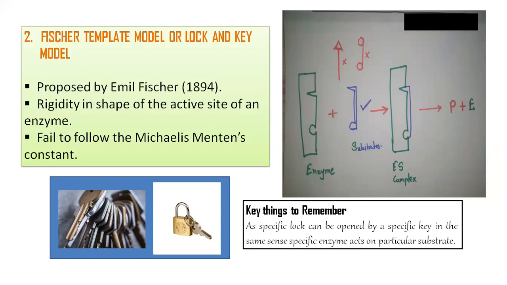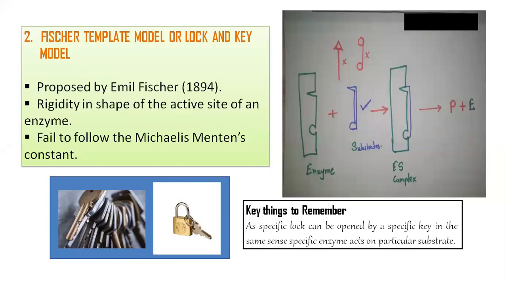For that purpose, we have to concentrate on the diagram present on the right side. Here we are observing the green colored structure, that is of the enzyme, and in front of that enzyme there are three structures. Among those, two are represented by red color and one is blue.